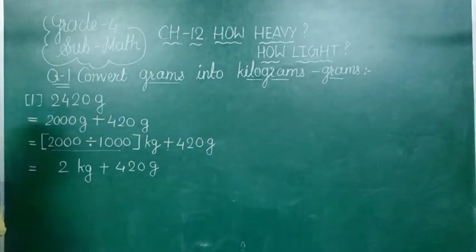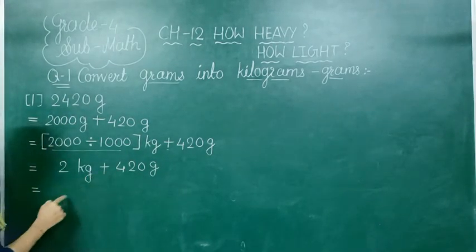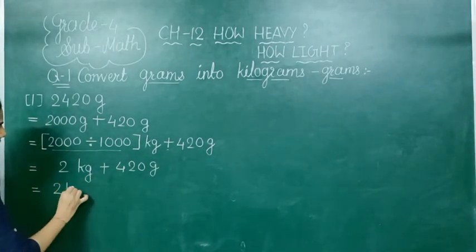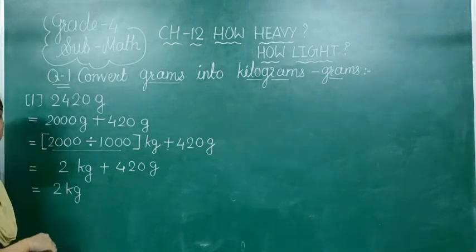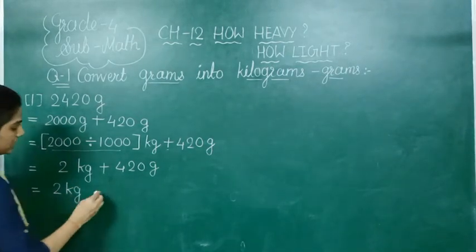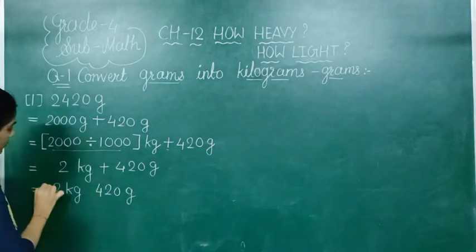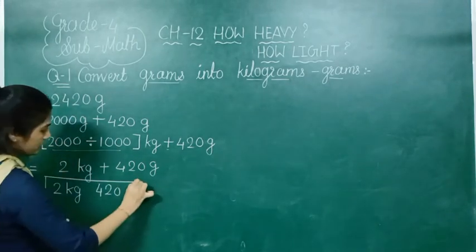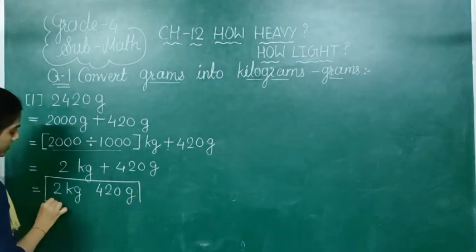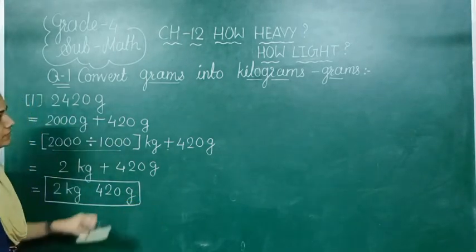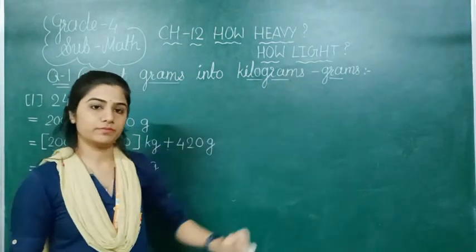So this is your answer. Without the sign of this addition, you have to write this. You have to mention this answer in kg and in gram. 2 kg and 420 gram is your answer. So this is your conversion sum of gram into kilogram and gram.